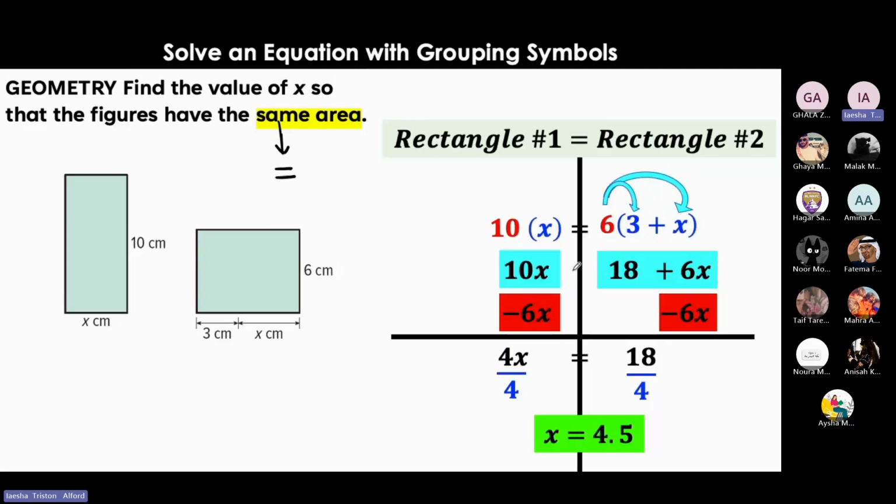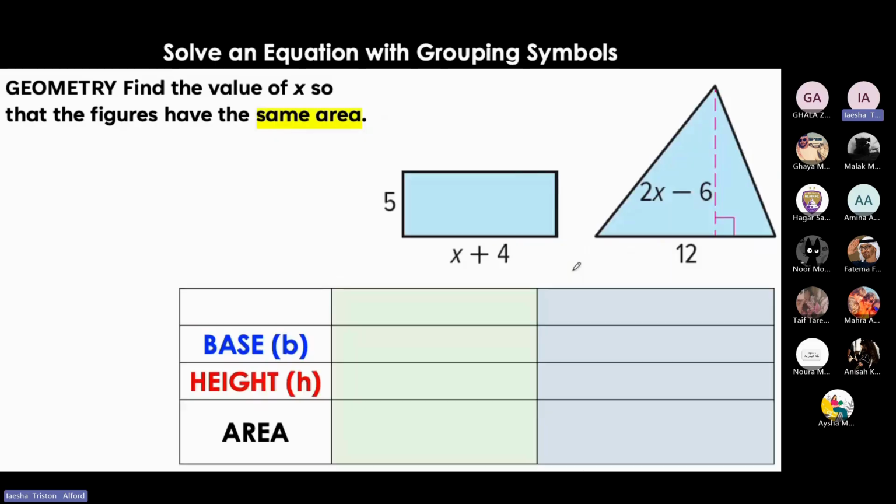The hard thing about this question is to write what is the area for each shape. Once you write the area for each shape, okay, the easy thing to do is the solving. So from here, we're just gonna practice solving different ones.